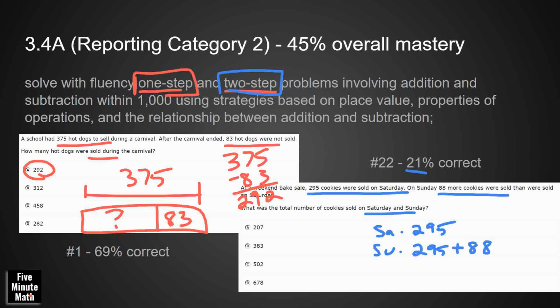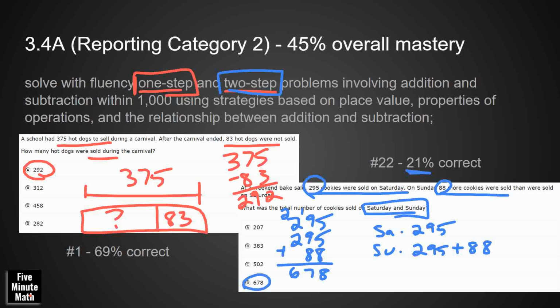Then I need the total for Saturday and Sunday. So what I need is 295 for Saturday, and then for Sunday the 295 and 88. I need to add up all three. But if you just look at the problem, there's only two numbers, 295 and 88, but they have to add 295 twice. So that's 18. It's going to be 10, 17, 27. 678 is our correct answer.